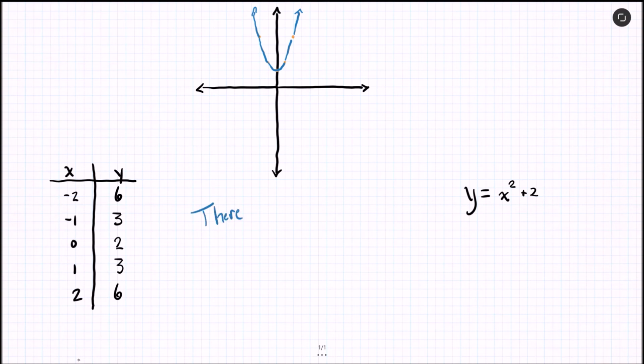Alright, and there we go. Hopefully your table and graph match this. If not, it might be a good time to rewind and review a bit to see where you went wrong.